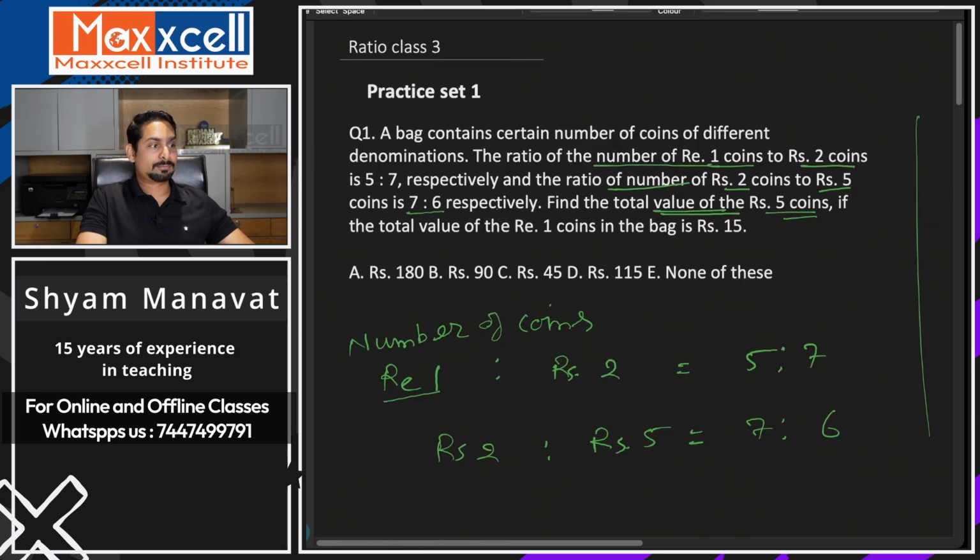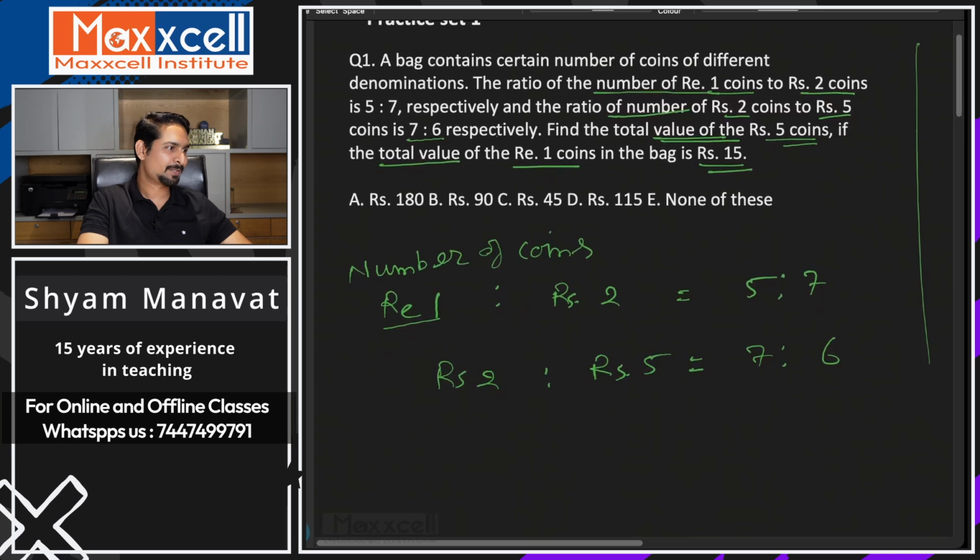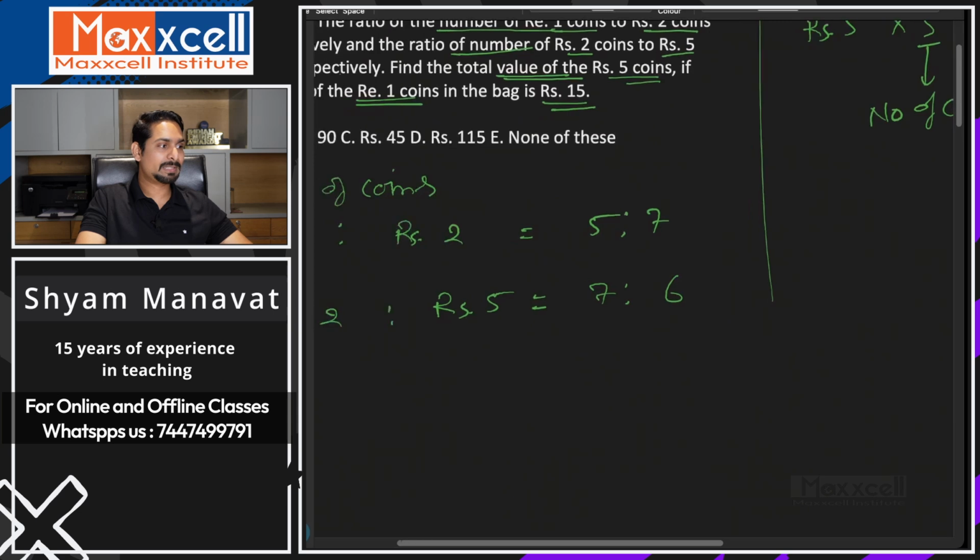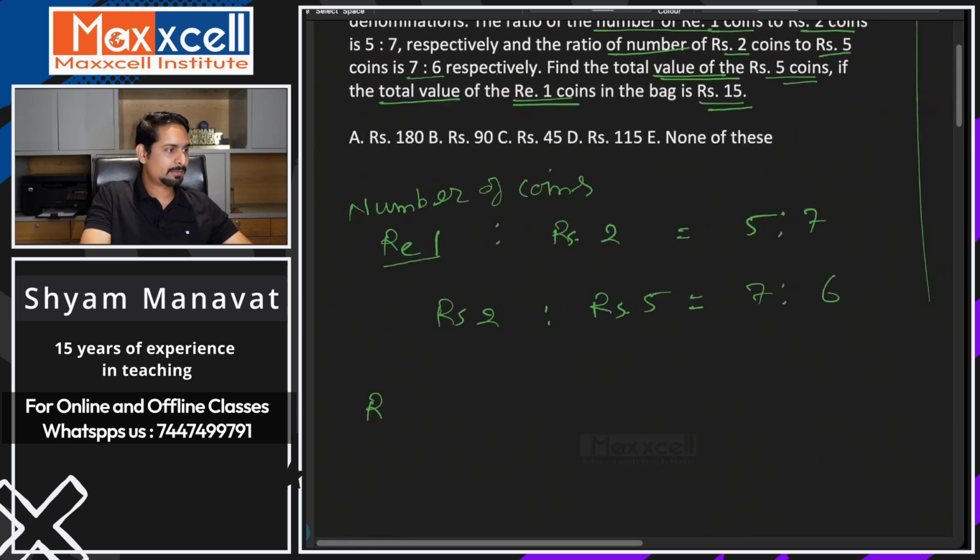So we need to find out the value. But for value, first we need to find out the number of coins, and then multiply by its denomination to get the value of the coins. For that, we have additional information which says the total value of rupees 1 coins in the bag is rupees 15. I'm sure you must have got the key to solving this question. So for rupee 1, we have been given the value. This is making rupees 15.